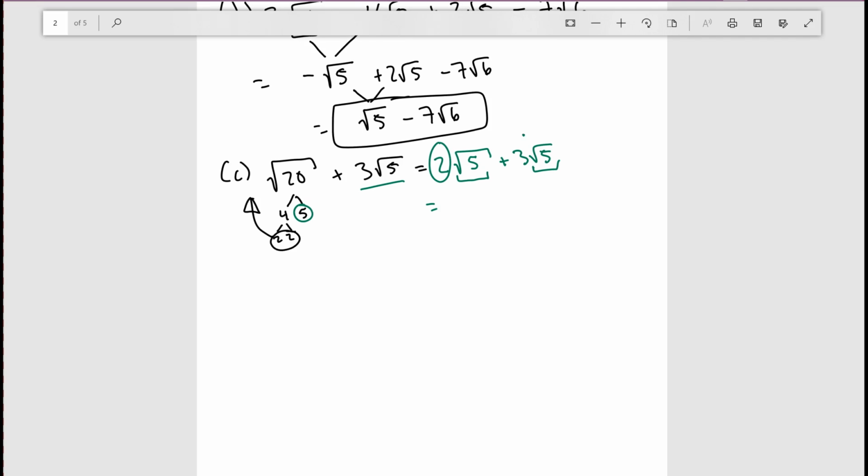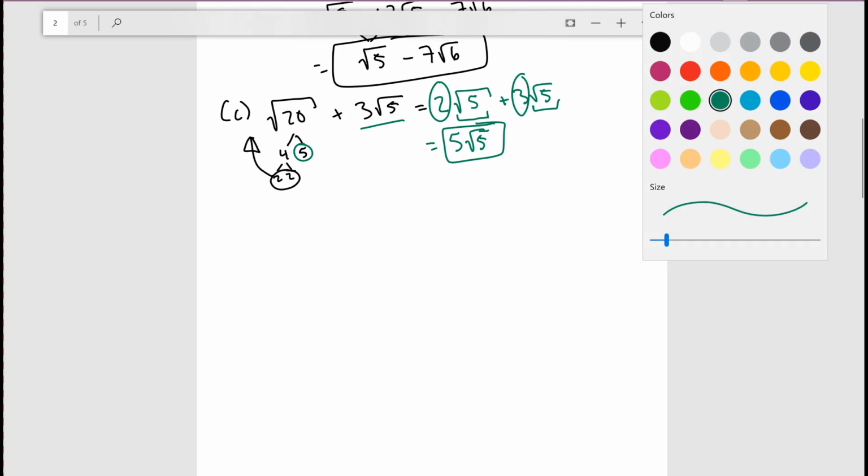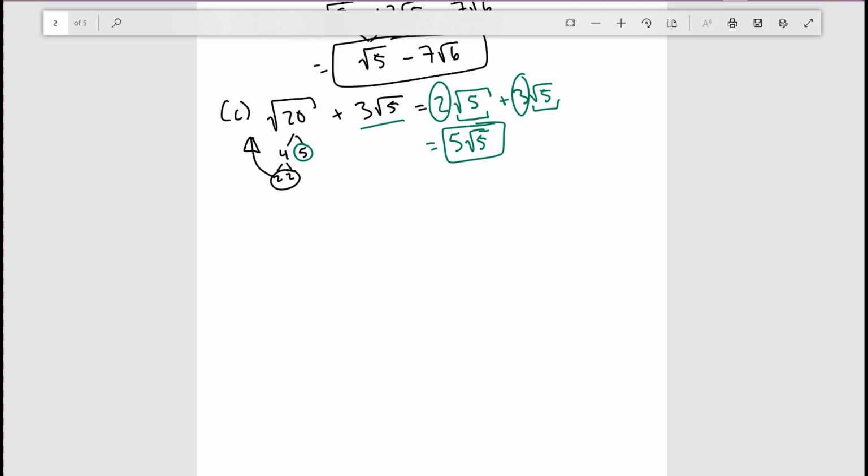Okay, so 2 and 3 is going to give me 5, so it's going to be 5 square root of 5. Okay, that's the answer for that one. Okay, so let's try a couple more.